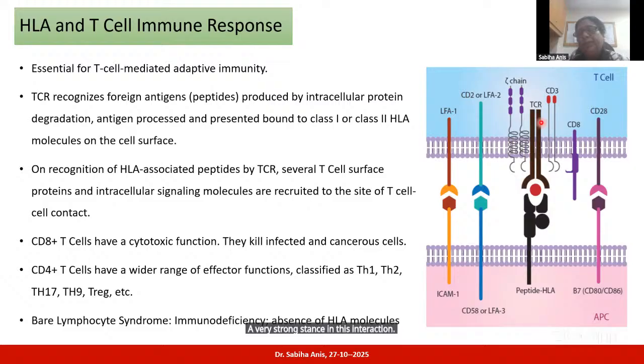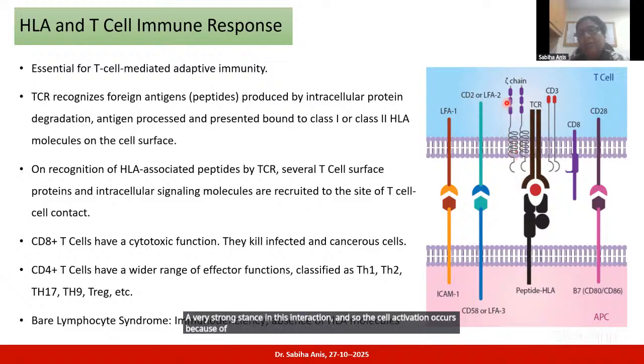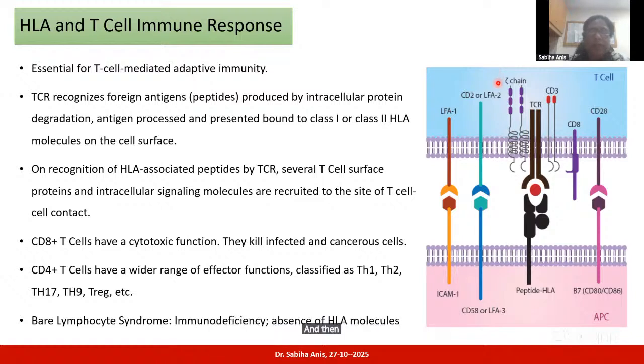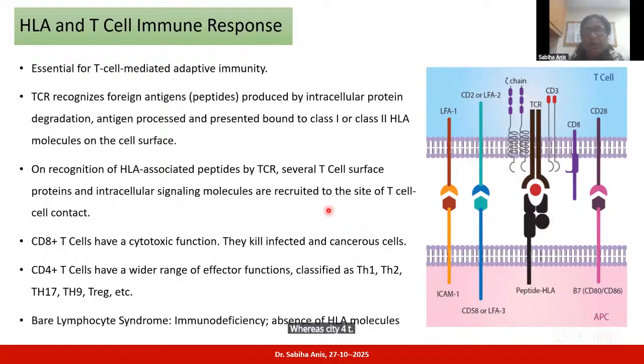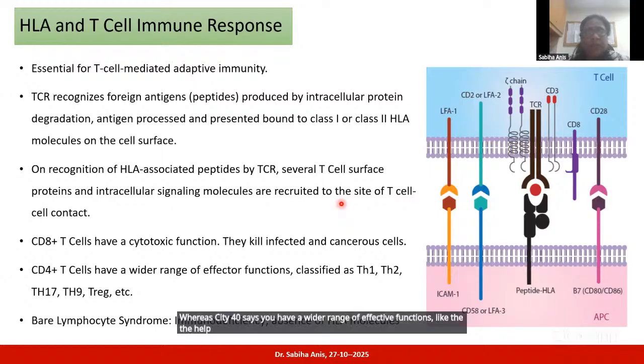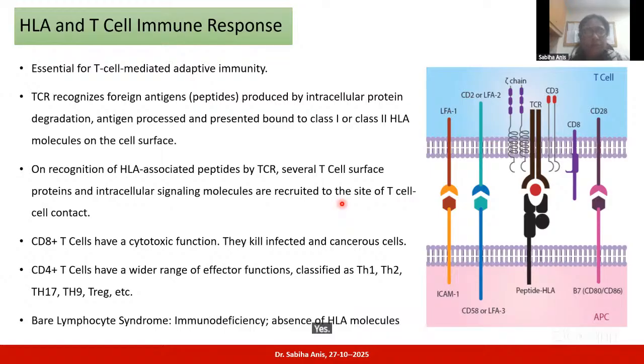And so cell activation occurs because of the signal transduction going into the T cells, and then the T cells are activated to perform their various functions. For example, CD8 T cells have a cytotoxic function. They kill the infected and the cancerous cells, whereas CD4 T cells have a wider range of effector functions. They are helper T cells, which can be Th1, Th2, Th17, Th9, Treg, and others.